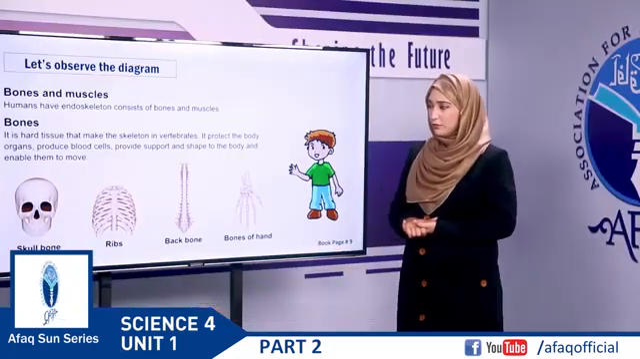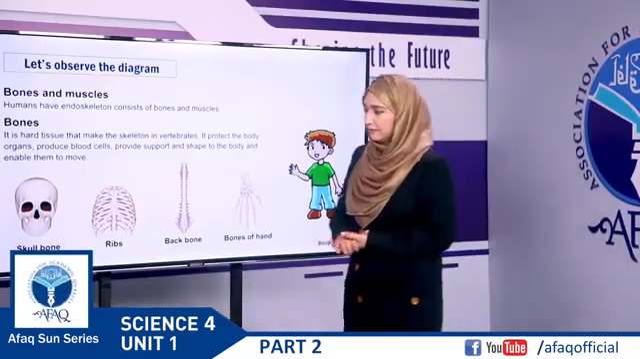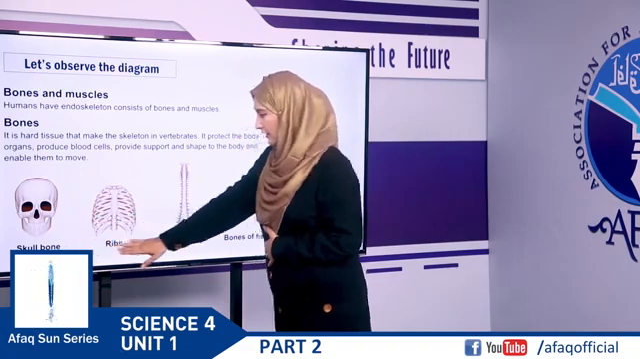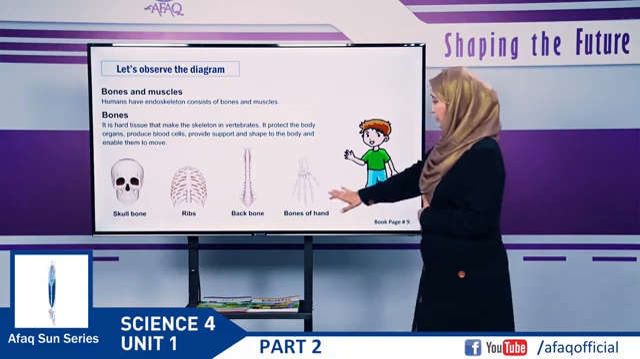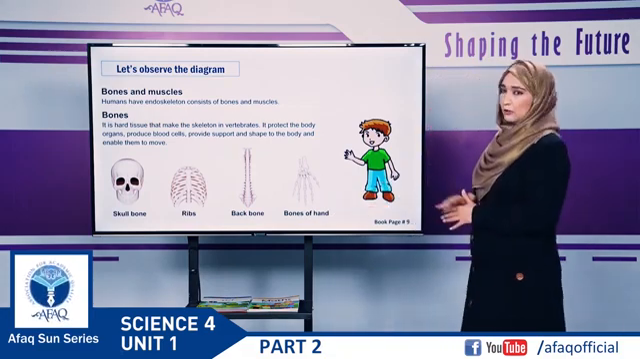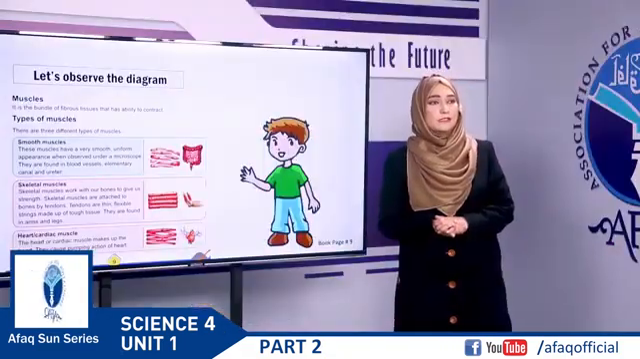Here some pictures of bones are given. Look at them. This is a skull bone. These are ribs. This is your backbone. And these are the bones of your hand. They look like this. What are muscles?